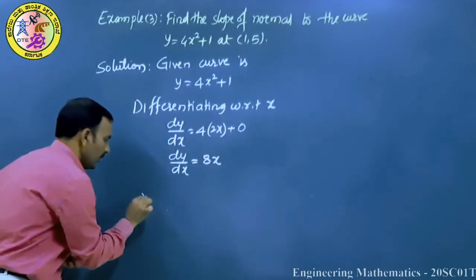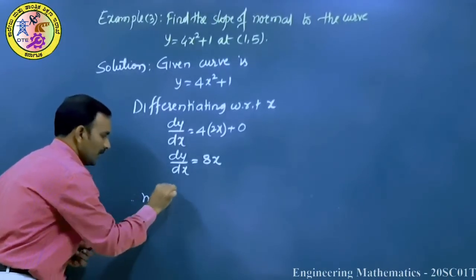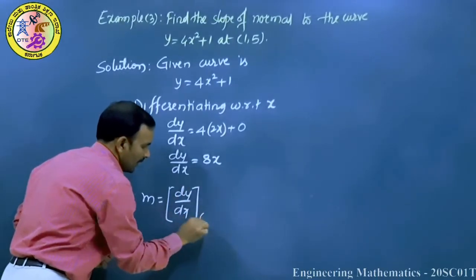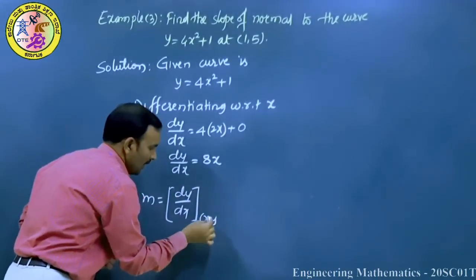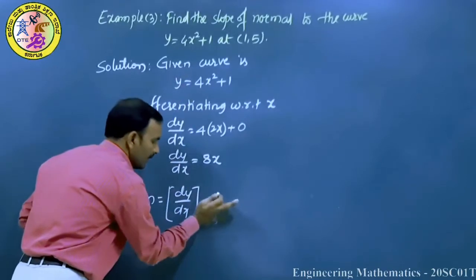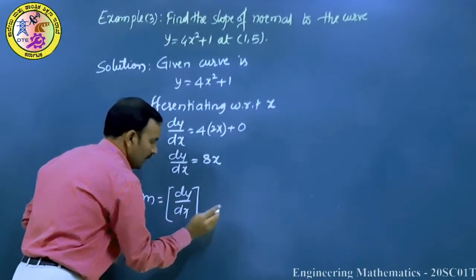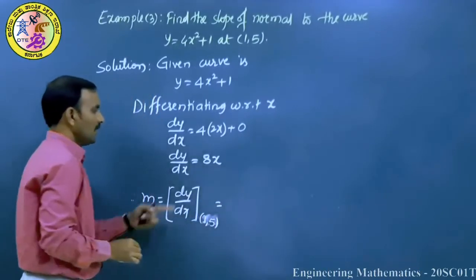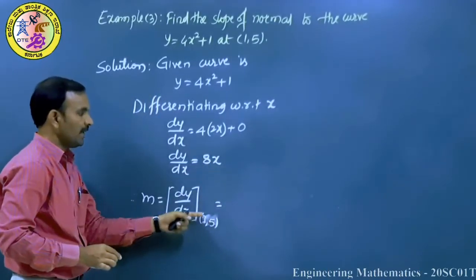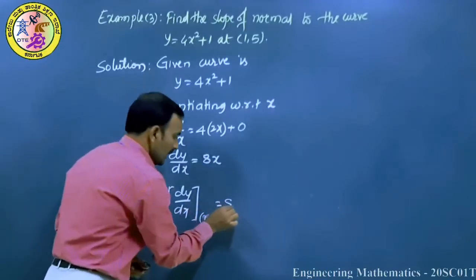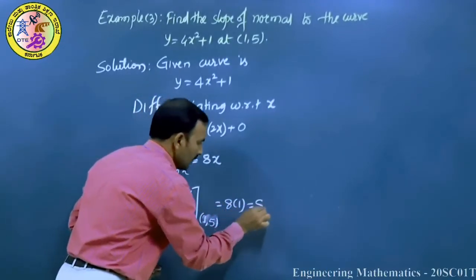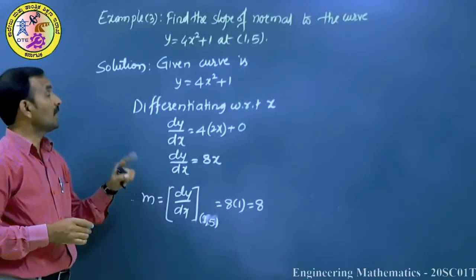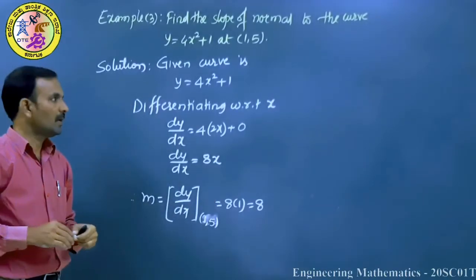Then what is the value of m now? Therefore, m equal to dy by dx at (x1, y1). Here it is (1, 5). That is equal to 8x, and x equal to 1, so 8 into 1, that is 8. Then the value of m is 8. But our target is to find the slope of normal.